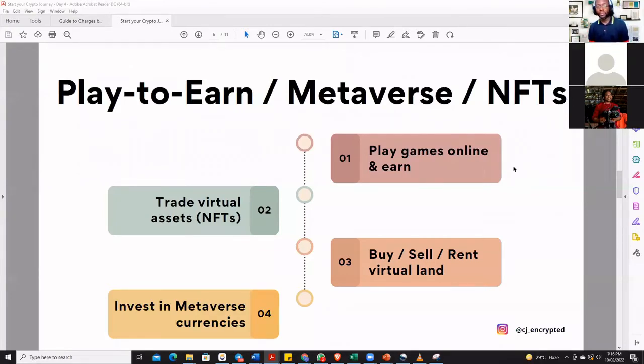Okay. I'm not surprised many people on this call have heard about the metaverse and NFTs. In fact, for some of you, this may be the reason why you want to get started in crypto, because you've maybe heard or seen online that teenagers, young people, are making a lot of money from this area. So this is one of the most exciting aspects of cryptocurrency.